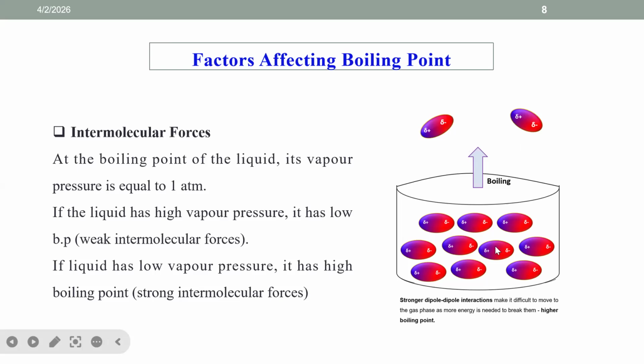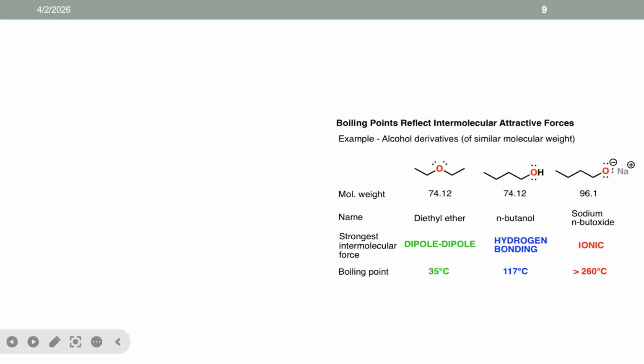If these intermolecular forces are weak, then these molecules will be more in vapor phase, will have higher vapor pressure, and it will be more or less equal to, or very little less than, atmospheric pressure. So that is why at very low temperature it can be boiled. So in simple words, I can say that if there are strong intermolecular forces in a liquid, then it will lead to higher boiling point, and if these are weak, then it will lead to lower boiling point.